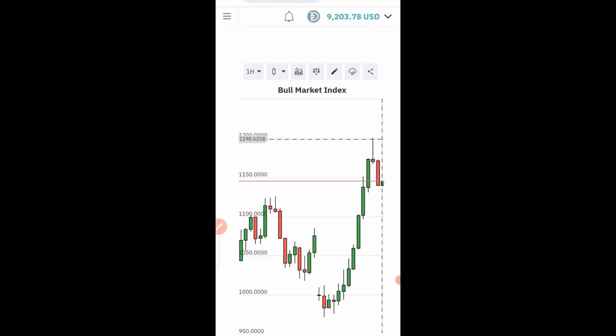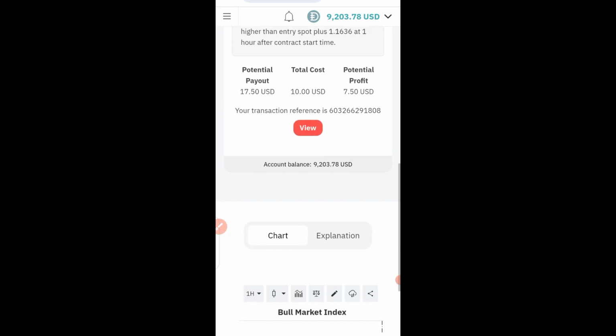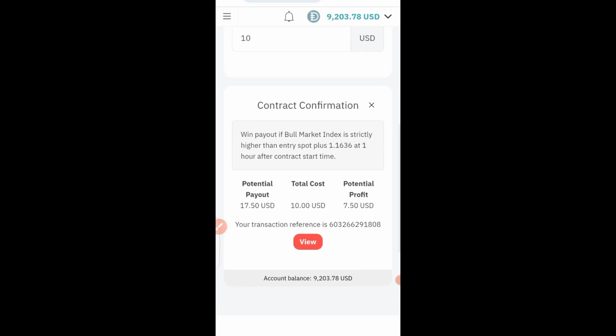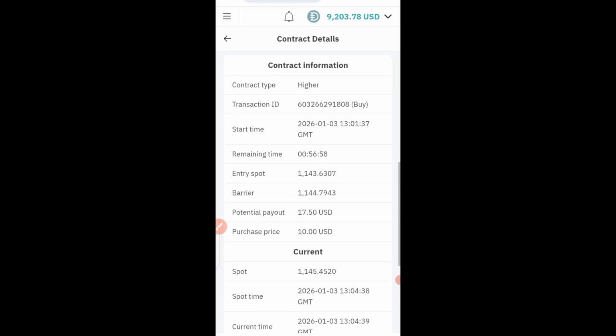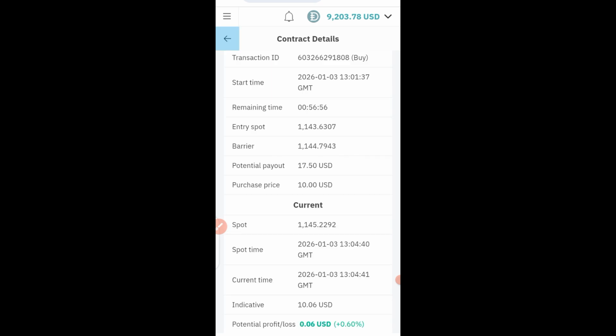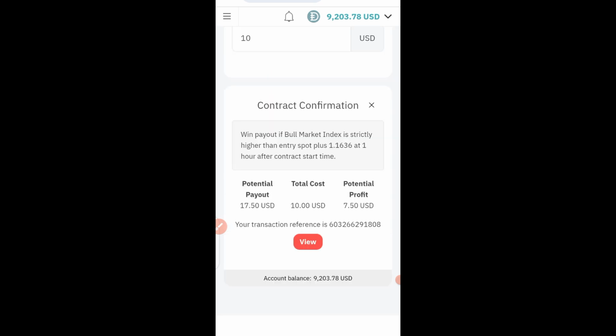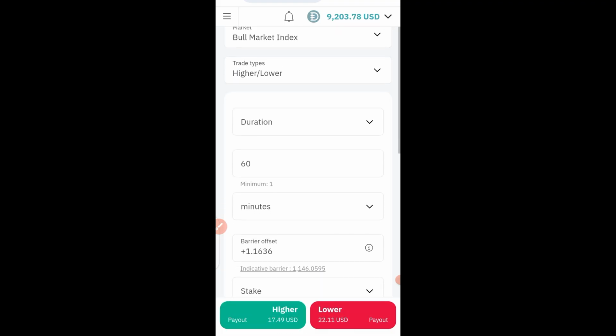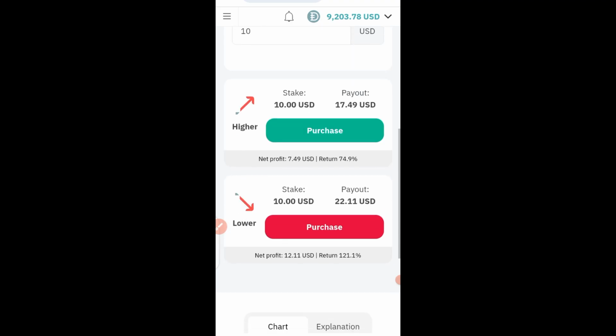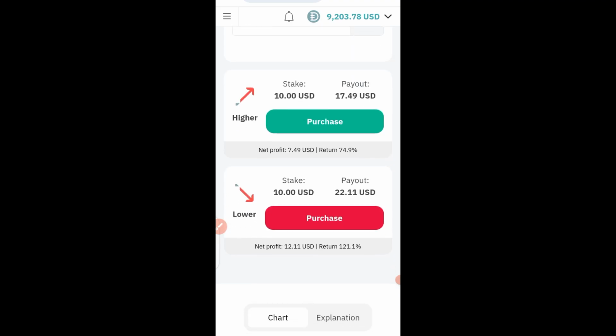So if you are to trade the same pattern on the bear market, it's the same thing. Instead of trading higher on the bear market, you now trade lower. You trade lower on the bear market instead of higher, following the same rules. So instead of clicking on higher, you now come to the 1 hour time frame and you click on lower on the bear market. So that is how you trade this strategy.